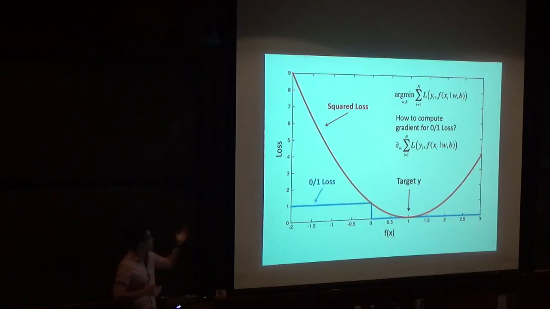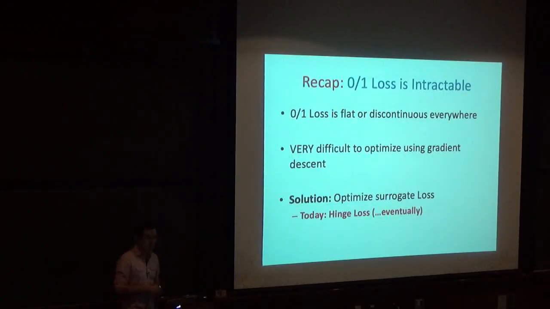Whereas in square loss, you could just take the slope of the loss function to understand where you need to push the scoring function to reduce the loss. So just to recap, 0-1 loss is considered intractable in machine learning because it is flat or discontinuous everywhere. And therefore, it is very difficult to optimize using methods such as gradient descent. And the goal then is to optimize some sort of surrogate of 0-1 loss that behaves similarly to 0-1 loss, but is much easier to optimize.